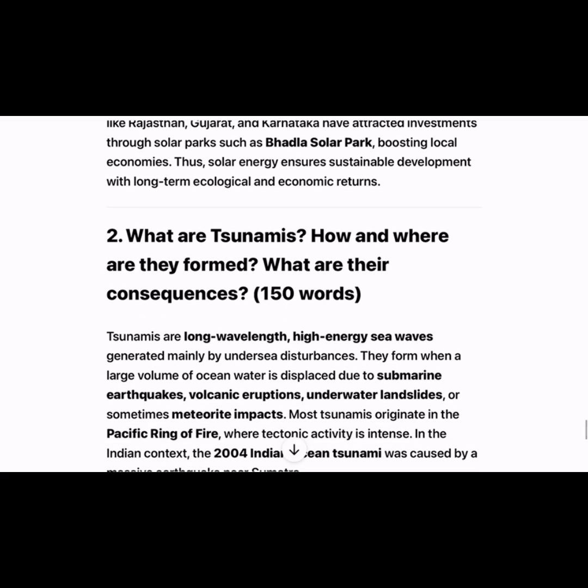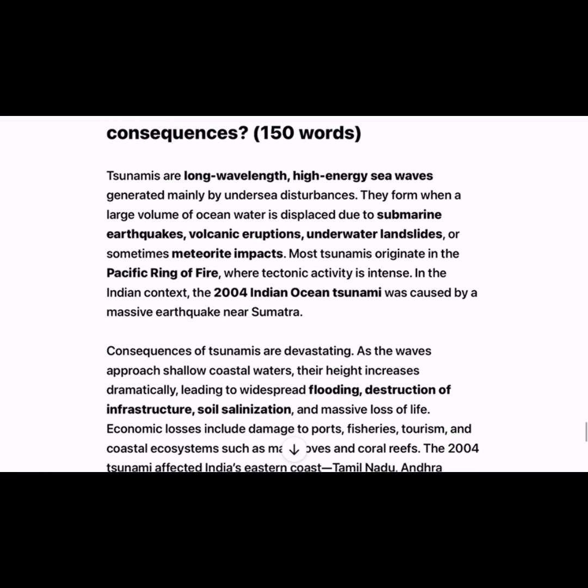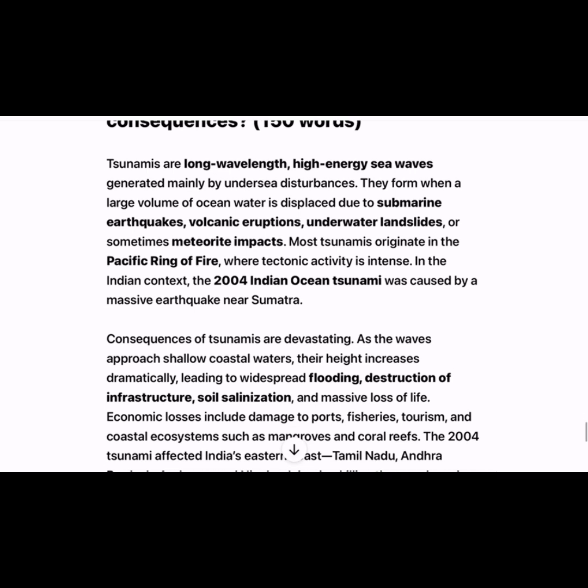What are tsunamis? Question number two. How and where are they formed? What are their consequences? Tsunamis are long wavelength, high energy sea waves generated mainly by undersea disturbances. They form when a large volume of ocean water is displaced due to submarine earthquakes, volcanic eruptions, underwater landslides, or sometimes meteorite impacts. Most tsunamis originate in the Pacific Ring of Fire, where tectonic activity is intense. In the Indian context, the 2004 Indian Ocean tsunami was caused by a massive earthquake near Sumatra.